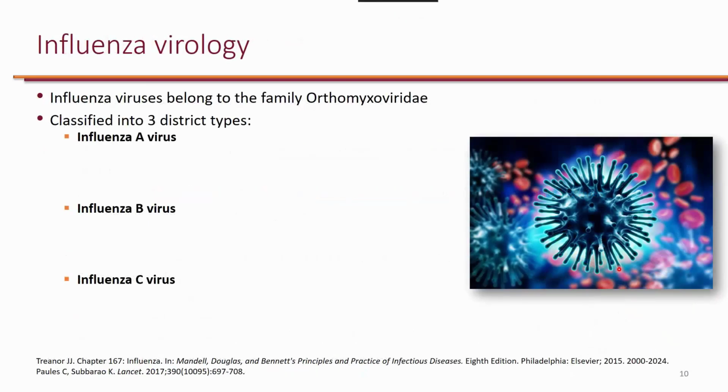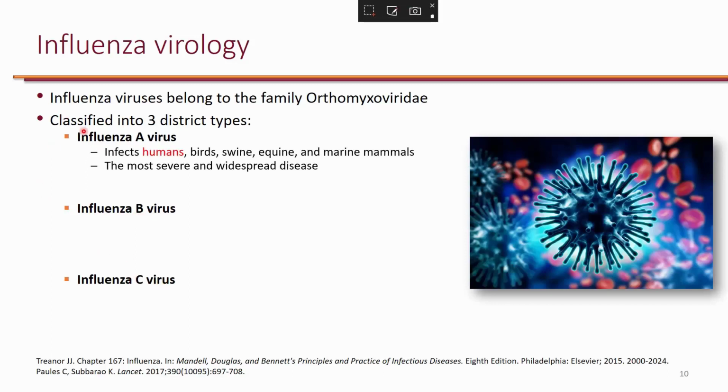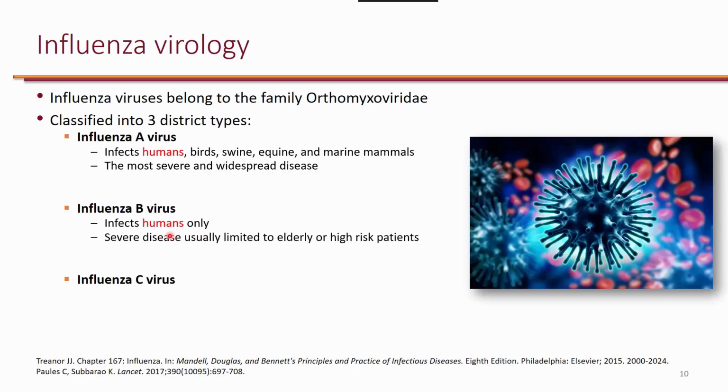Now let's take a look at influenza virology. The influenza virus is classified into three distinct types, which are called influenza A virus, influenza B virus, and influenza C virus. Influenza A virus can infect humans and other animals such as birds and swine, and it is the most severe and widespread disease. Influenza B can only infect humans, and it can cause severe disease, usually in elderly or high-risk patients. And influenza C can infect humans and swine, and it is a rare cause of mild upper respiratory tract infections. Because it's a mild upper respiratory tract infection, there's typically no treatment. Patients will just naturally clear it.